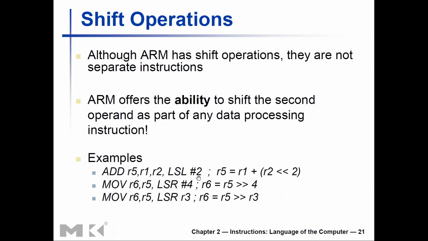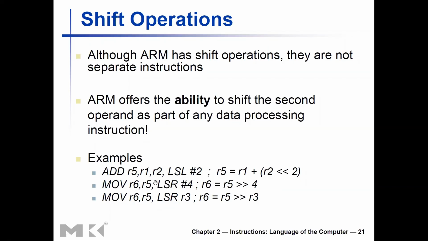So R2, you can shift it 2 times to the left and add that shifted value to R1 and put the result in R5. Hope you get the idea. Without this part, it would be performing R1 plus R2. But when you have this LSL #2 at the end of the instruction, it shifts the second operand 2 times to the left, and that shifted value is added to the value in the R1 register. So that's how it works.